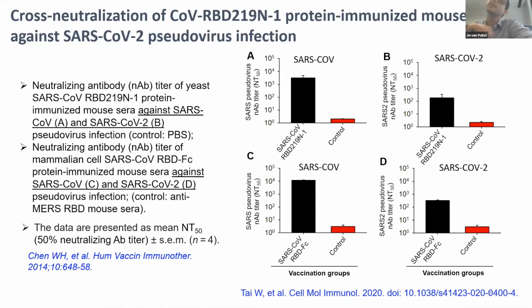The difference between A and C, as well as between B and D, is that we vaccinated with two different candidates. The top bars are the ones we made in yeast, and the lower ones are ones that we made in a mammalian cell line with an Fc tag. This data has been published too.